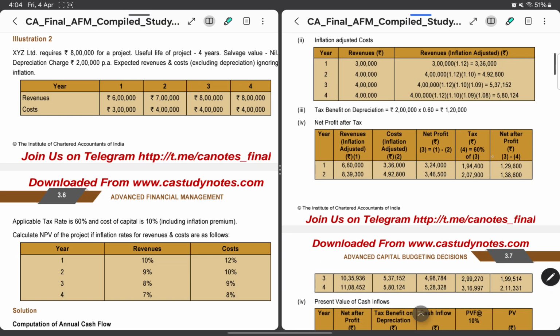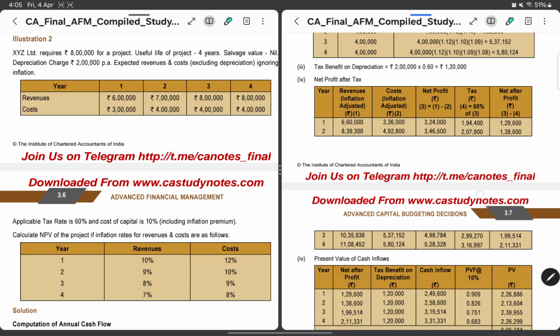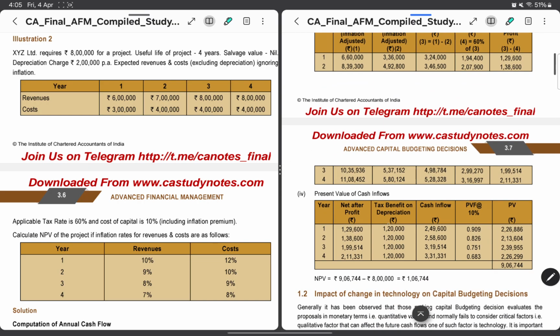So the next part is we'll get the cash flows, net profit after tax. So they've given revenues for the 4 years, then cost, then net profit, then tax adjustment, then net profit after tax. Along with this net profit after tax, we have to add the tax benefit on depreciation. So we'll get a cash inflow. Now this cash inflow is nominal cash inflow, which is inflation adjusted, and we have cost of capital 10%, which includes the inflation premium they've given. So that we'll take, and then we'll get the present values.